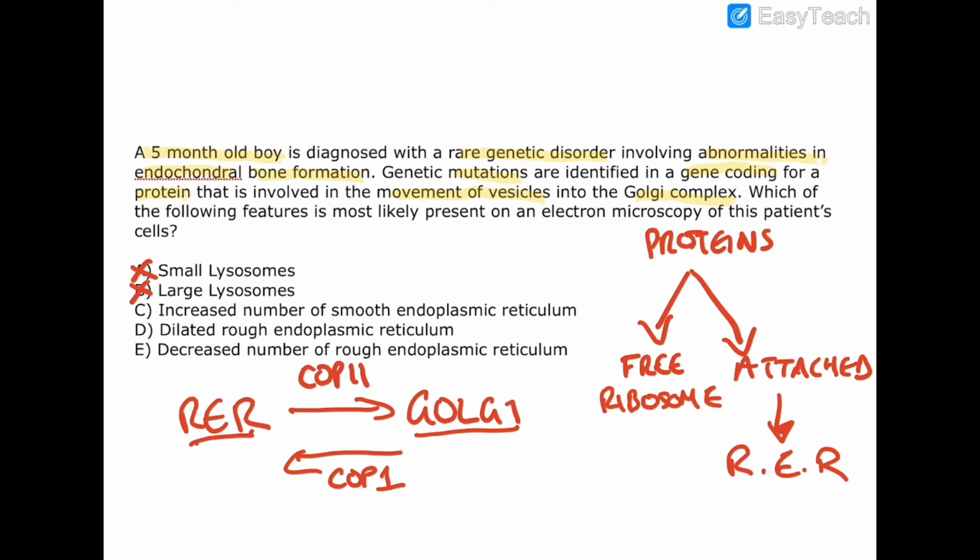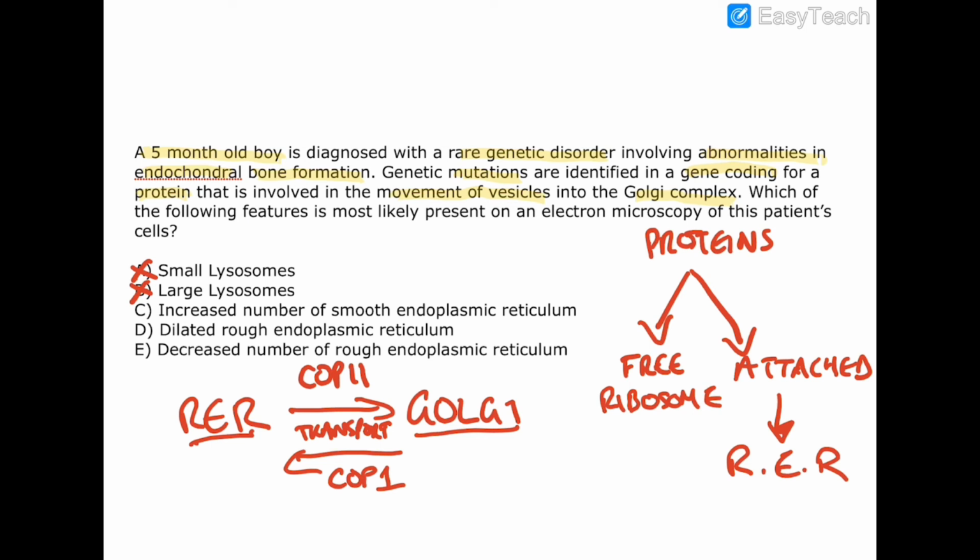Now, smooth versus rough endoplasmic reticulum. Whenever you hear of steroid hormones or cholesterol, you immediately think smooth endoplasmic reticulum. The smooth endoplasmic reticulum does not have ribosomes attached, hence why it is smooth. Okay? This relationship of this transport of vesicles occurs between the rough endoplasmic reticulum and the Golgi.